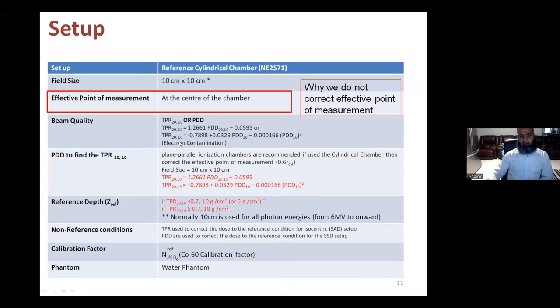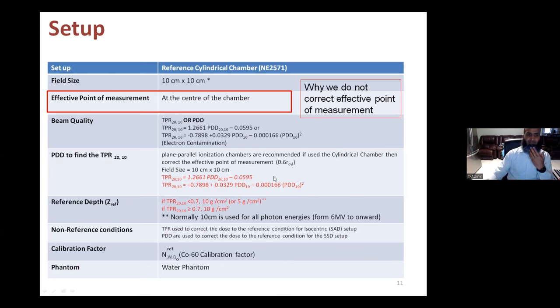And in TG51, they recommend that if you are doing PDDs to get your beam quality, you should make sure that you are avoiding the electron contamination. This is normally what they recommend. You should be using something like lead foil to avoid the electron contamination in the TG51.